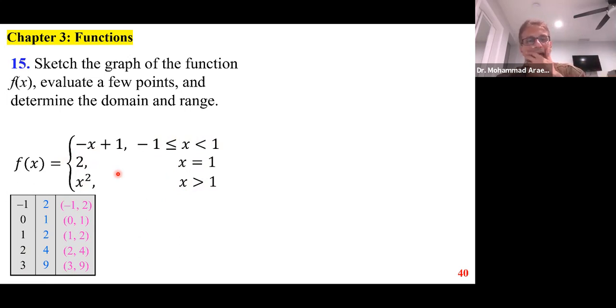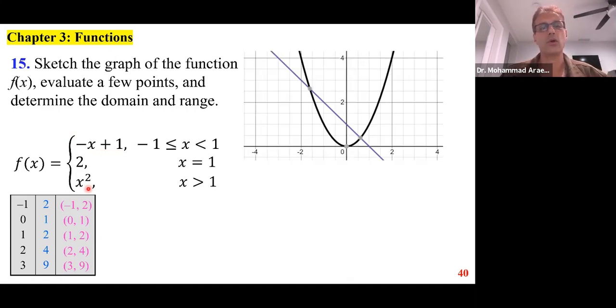But before we do that, I want to show you something, and that is, what if we were to graph this one and this one without paying any attention to the restriction? First, I want you to see that. So graph the line y equals minus x plus 1 and graph the parabola y equals x squared on the same set of axes. And notice, this is the graph if we didn't pay any attention here. But we are going to pay attention here.